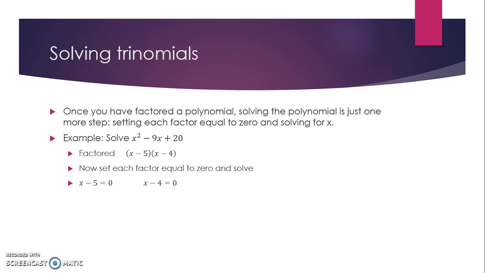You probably did this in 7th and 8th grade when you just had one thing to do to an equation to solve. So you add 5 to both sides of the first equation, you get x equals 5, and you add 4 to both sides of the second equation, you get x equals 4. So you have solved the trinomial. Alright, we'll cover some more of this in class.